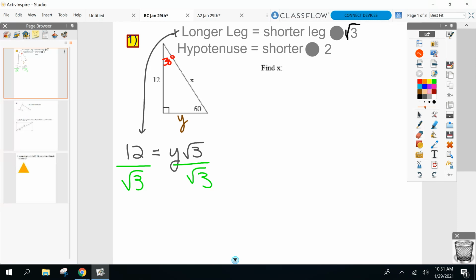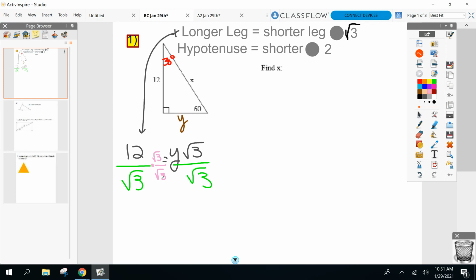What we're going to do is multiply the top and the bottom by the radical. So watch. I'm going to take 12 over radical 3 and multiply it by, and I'm sorry I'm writing so small, I don't have that much room, radical 3 over radical 3.